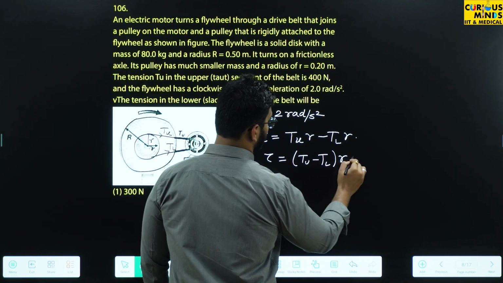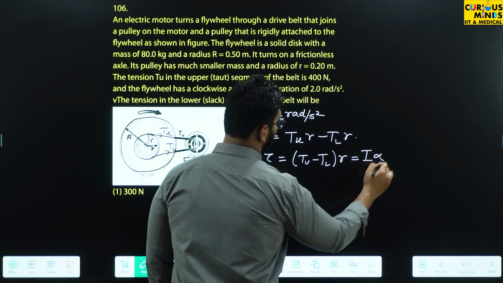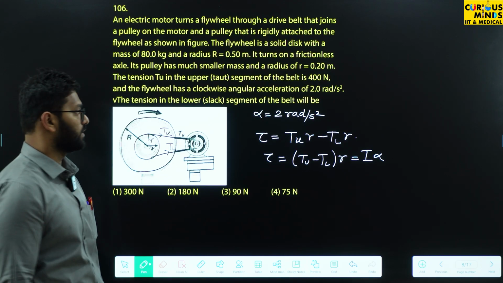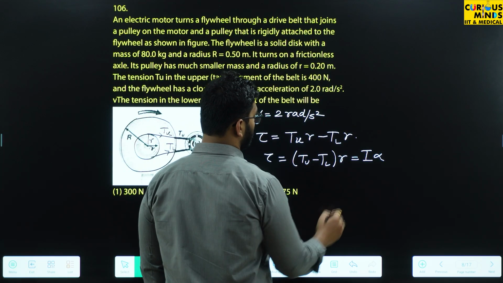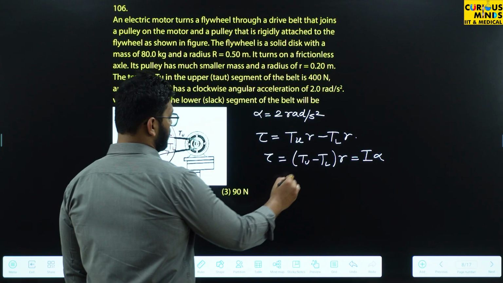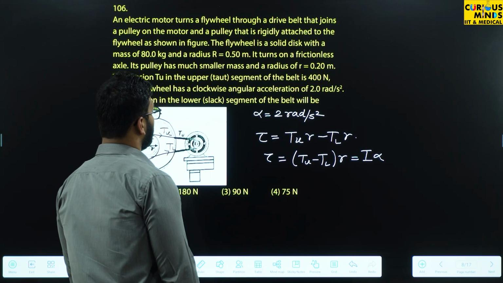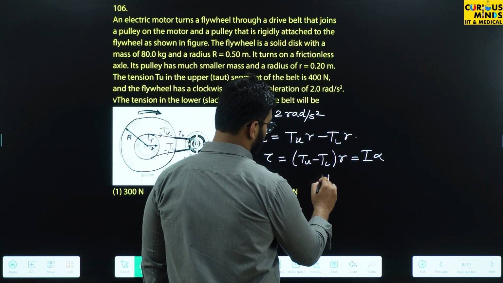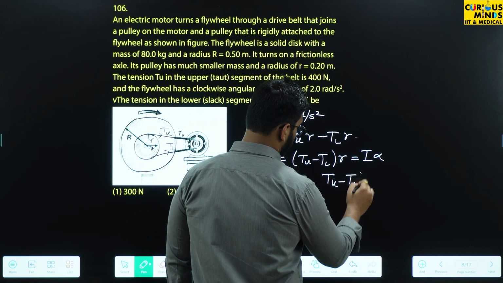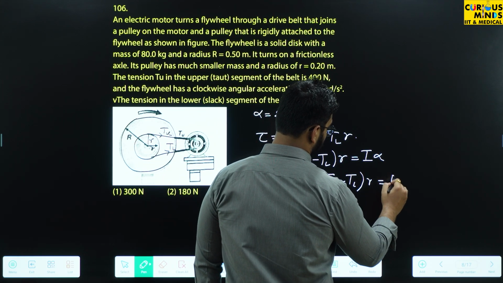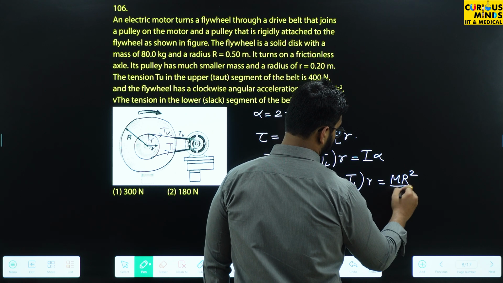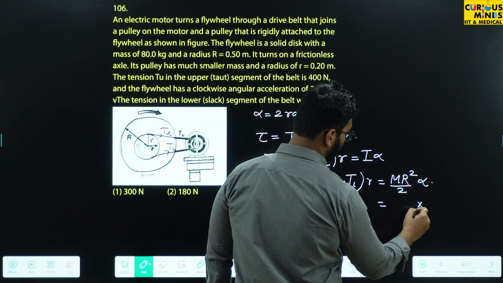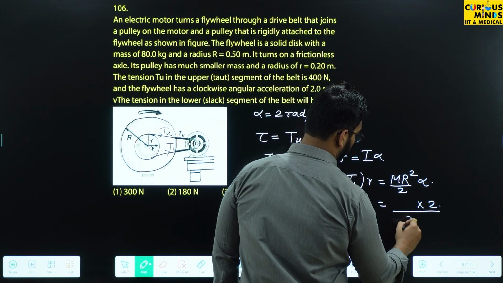Now this torque must be equal to moment of inertia times angular acceleration. So TU minus TL into R is I alpha. So here, how will you find out TL? The moment of inertia of the disc is how much? It is MR square by 2, into alpha. Alpha is already given, that is 2 radian per second square. So this is 2 divided by 2.